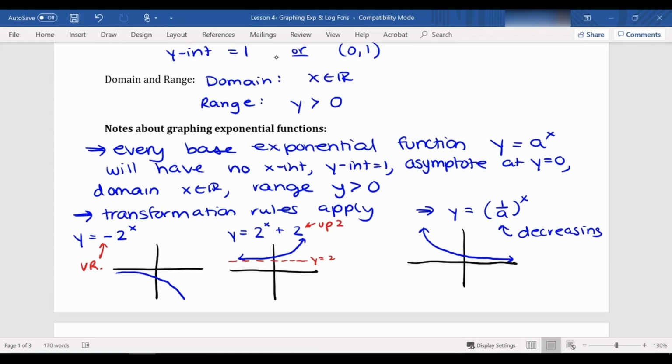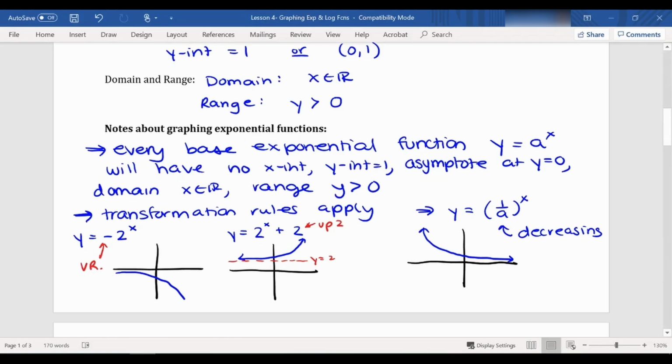Okay, but it still looks like the graph above in the sense that we have the same domain, the same range, same y-intercept, same x-intercept and the same asymptote. Only difference is that it almost looks like a reflection horizontally, and basically it's decreasing as you read left to right, it's going down instead of up.